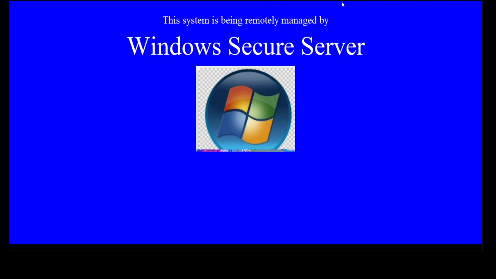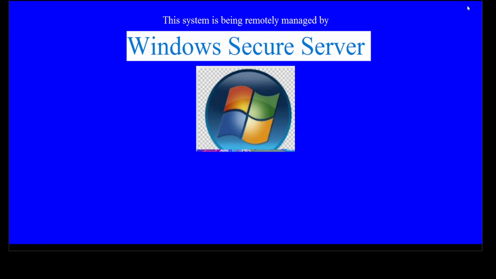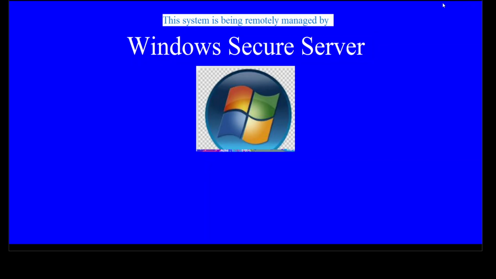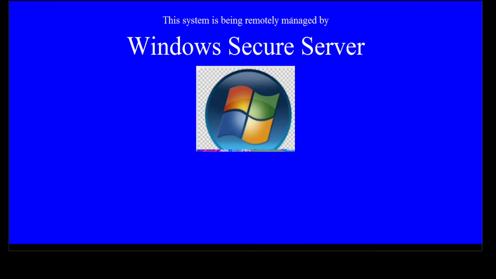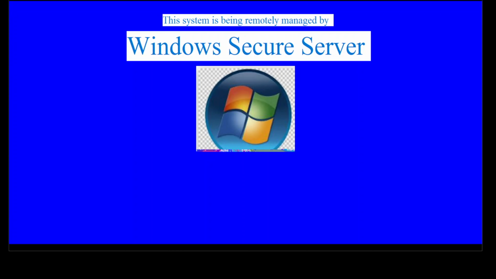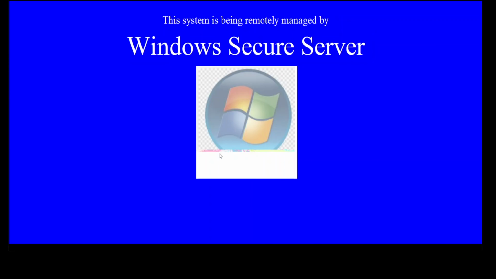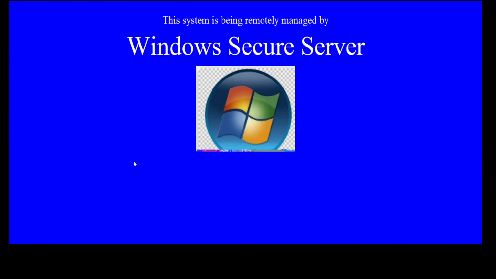What do you see on your screen? This system is being remotely managed by the Windows Secure Server. Right. Minimize this window. Can you close it? There's no buttons on the top. Usually there's buttons in the right hand upper corner and there's none. What is this? This is strange.